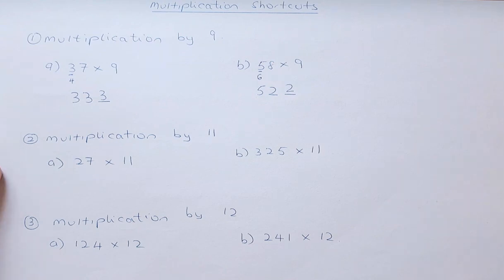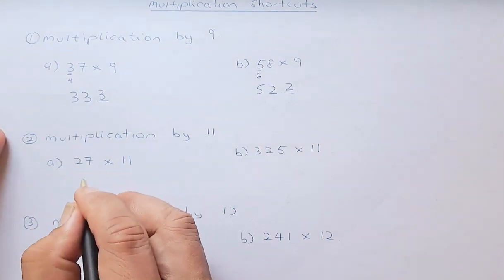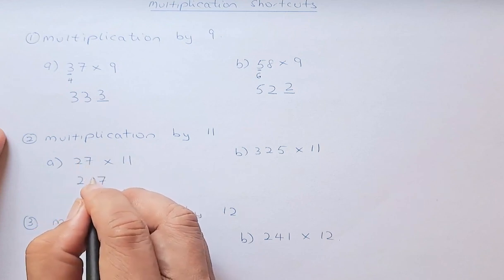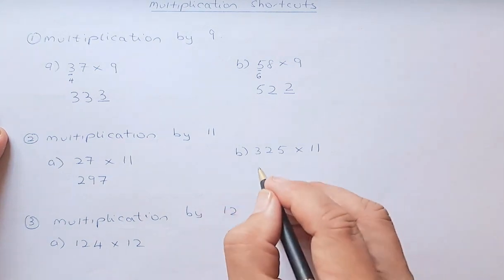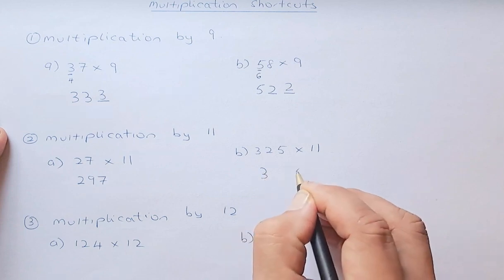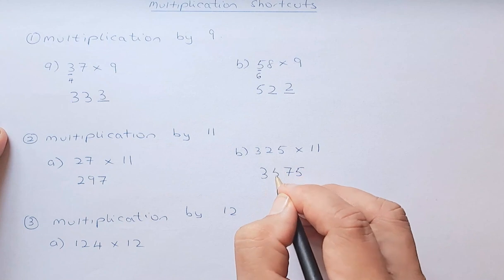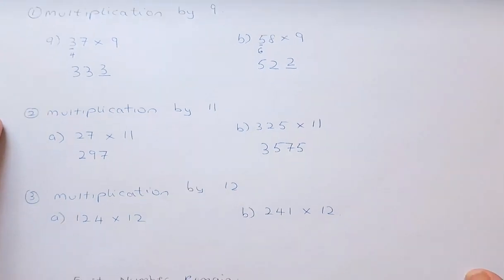Great? Good. Now we're going to multiply by 11. You guys should be familiar with this. For 27 times 11, the 2 and 7 remain, and then you just add 2 plus 7, so the answer is 297. For 325 times 11, the same: 3 and 5 remain. You add 2 plus 5, which is 7, and 3 plus 2 is 5. So the answer is 3,575.